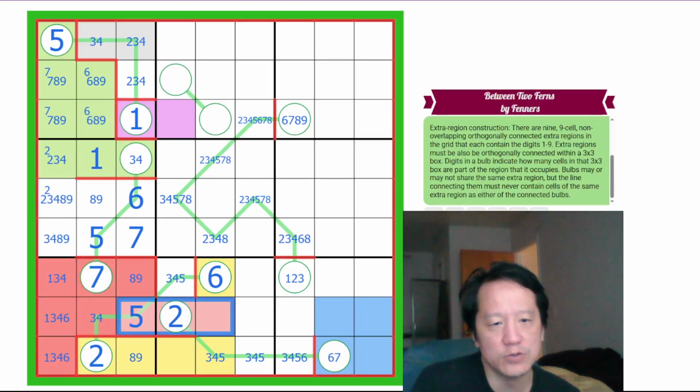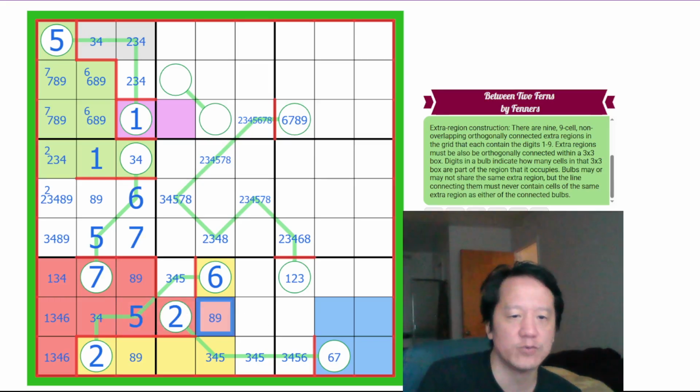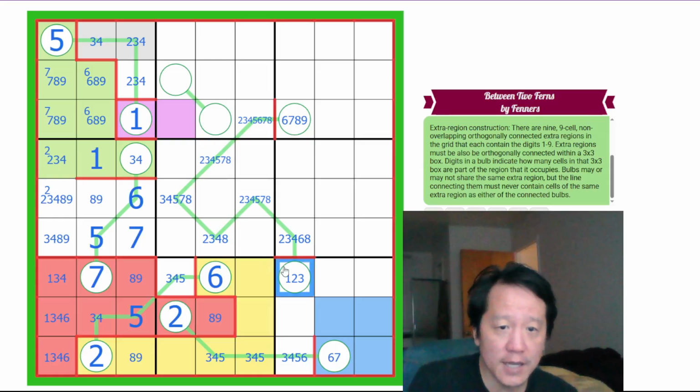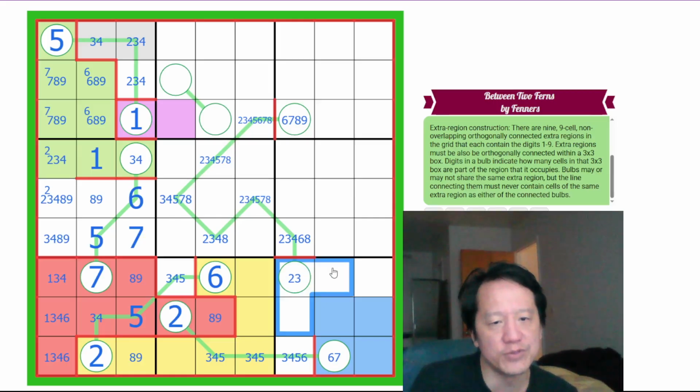So it has to go this way, so it must be 2 with 8 or 9, because that's the only remaining digit left. This then is full as a region here. This is full as a region here. 6 has to go all the way around here. So this cannot be 1 as a digit. It has to be at least 2. And it could be 3 if it's like that.